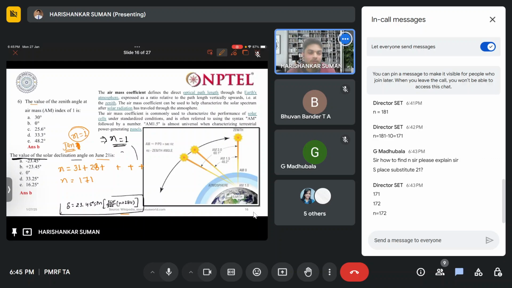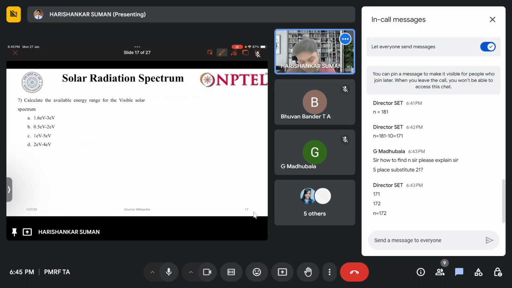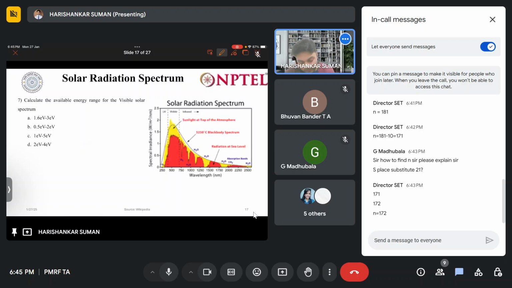Use this in the formula, then you will get the answer. Please solve it at home. If you do not get the answer, we will discuss it in the next class also. Okay, so let's discuss the next one.